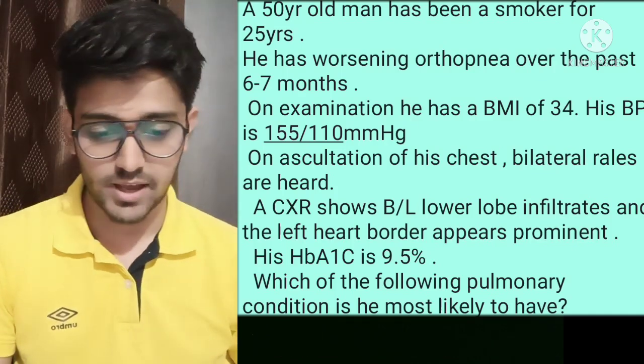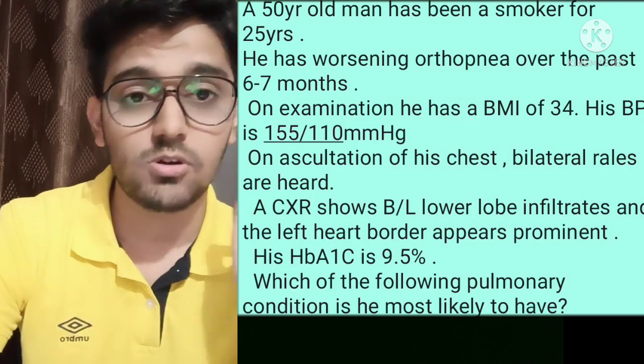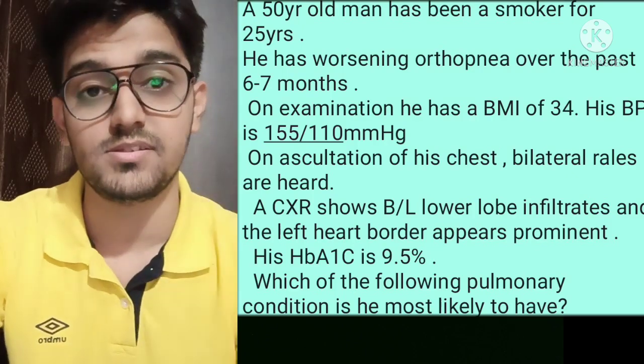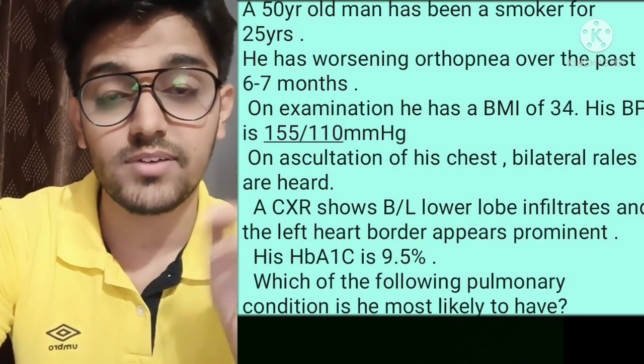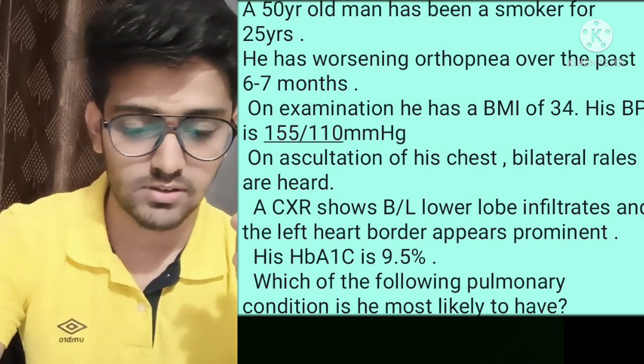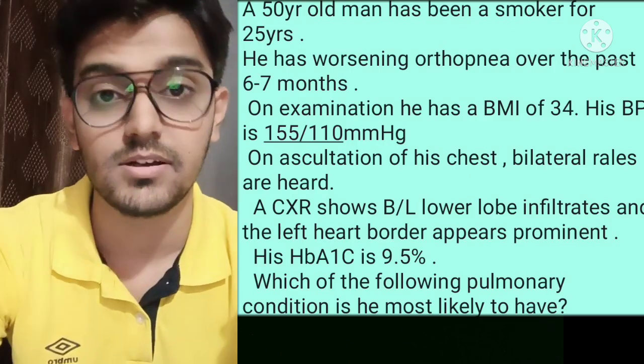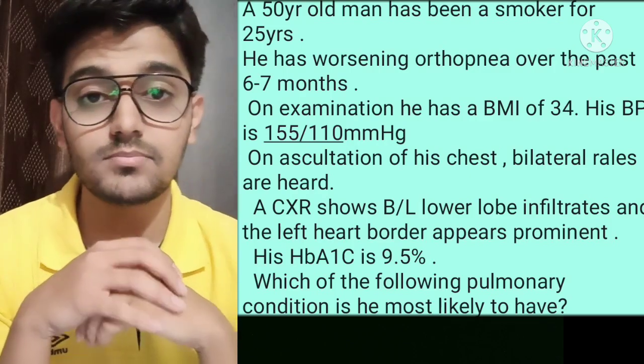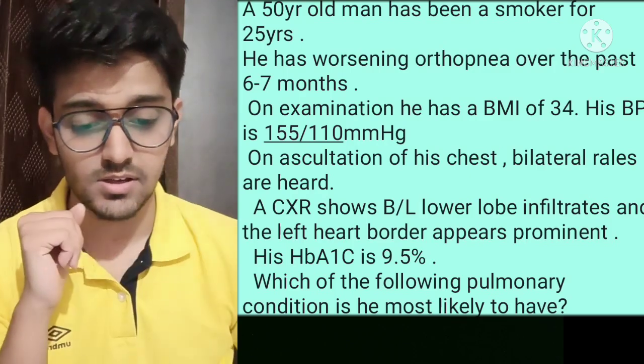Now let's see why it is pulmonary edema, and why we are suspecting pulmonary edema here. The patient has all the possible risk factors for ischemic heart disease. He's a smoker since 25 years, and his HbA1c is 9.5. His BP is 155 by 110. His BMI is 34. So the patient is a high risk patient for ischemic heart disease.